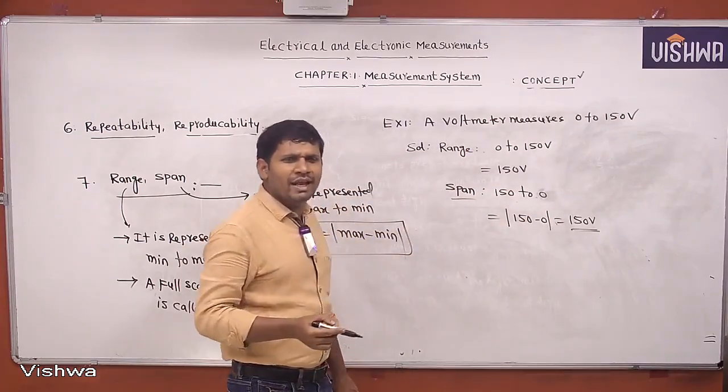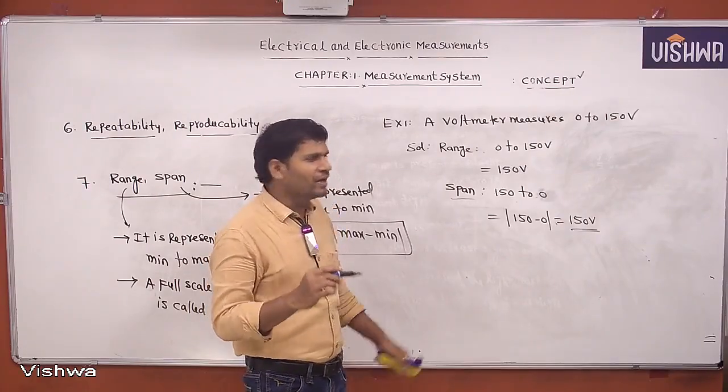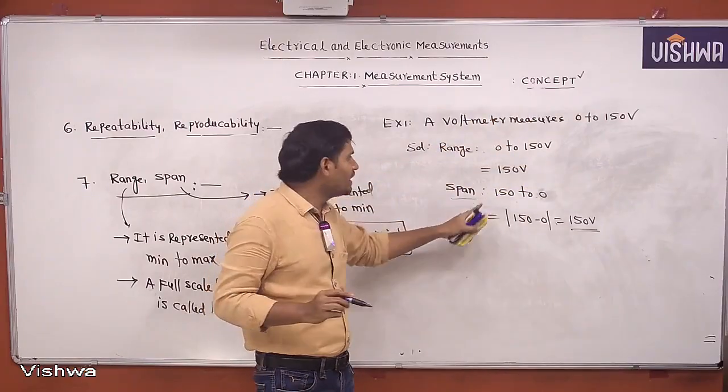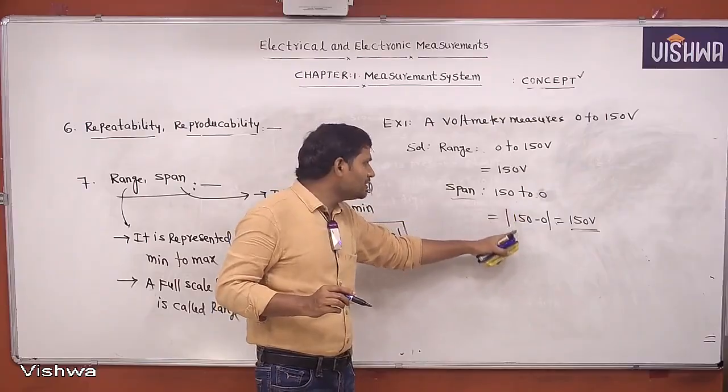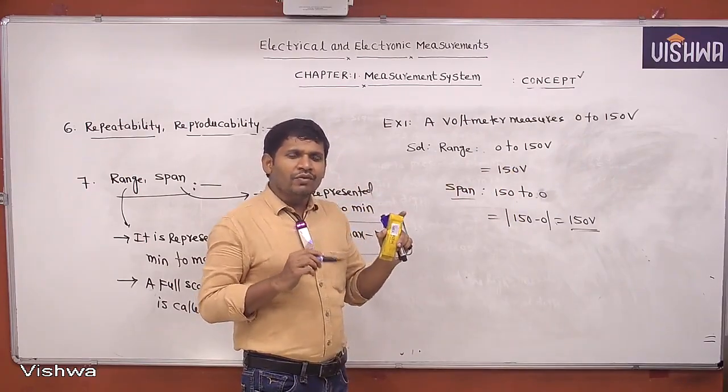But you should not think that range always equals span. That depends on the calibration. A voltmeter is calibrated as 0 to 150 volts. What is the range? What is the span? It is a representation, it is a value. But you should not think that range always equals span.